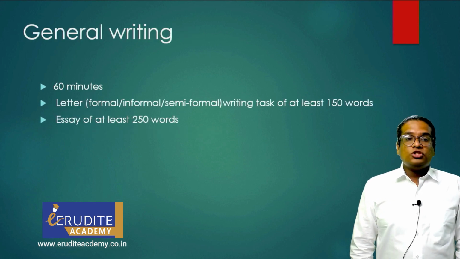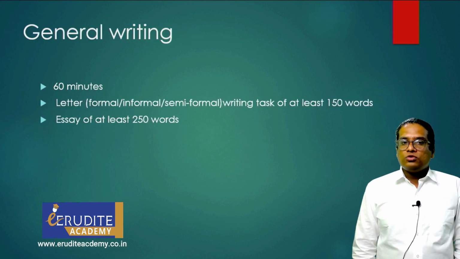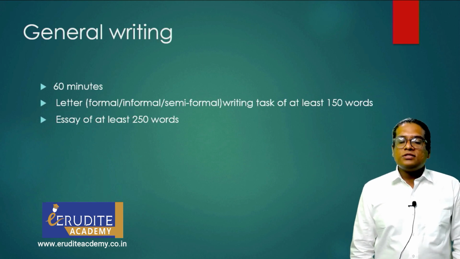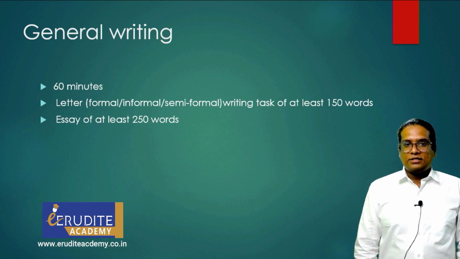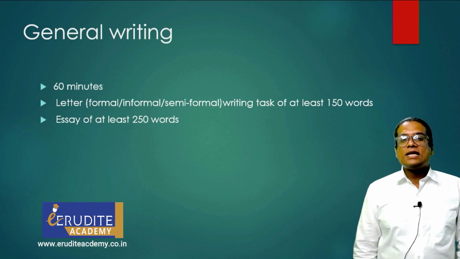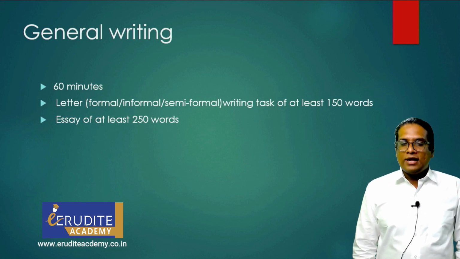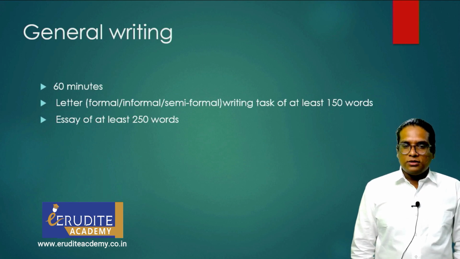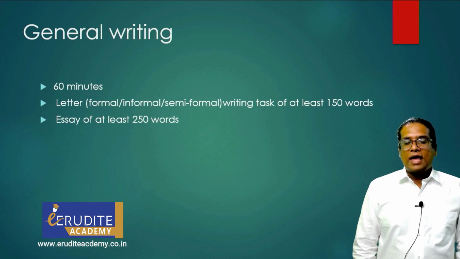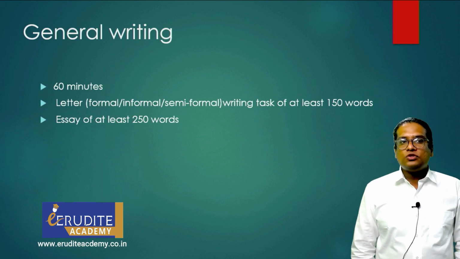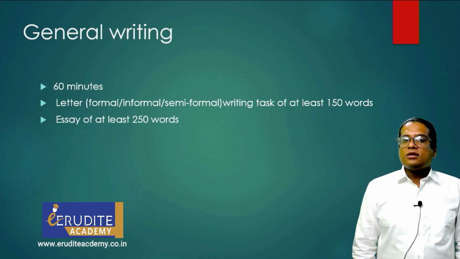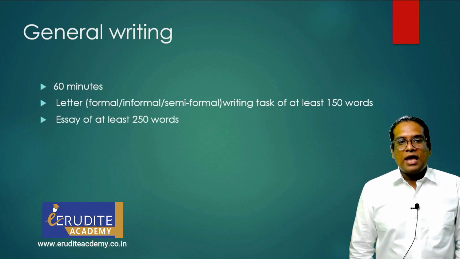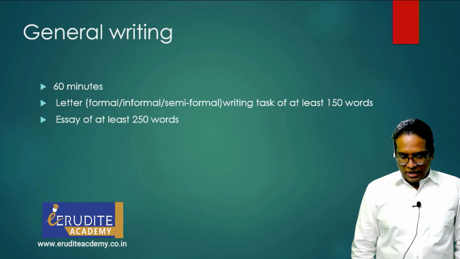General writing, on the other hand, is also 60 minutes, but unlike academic writing, task 1 of general writing is writing a letter. The letter could be a formal, informal, or semi-formal letter, and it is to be written in at least 150 words. The second task is 40 minutes with at least 250 words, and it could be a descriptive or an argumentative essay.